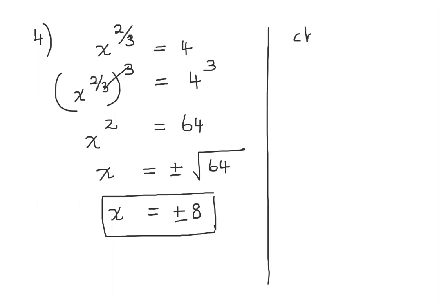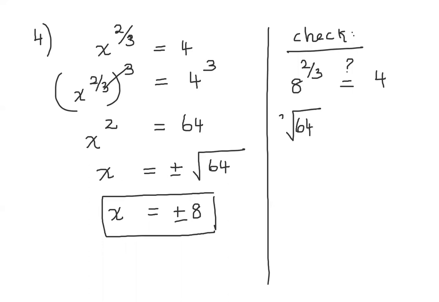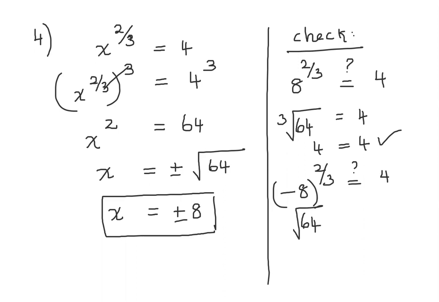So check. So it's 8 to the power 2/3, is this equal to 4? 64, the cube root of 64 is 4. So that is correct. Next, negative 8 to the power 2/3 is going to be 4, as it's going to be, again, negative 8 squared is going to be 64. The cube root of 64 is 4. So it checks.